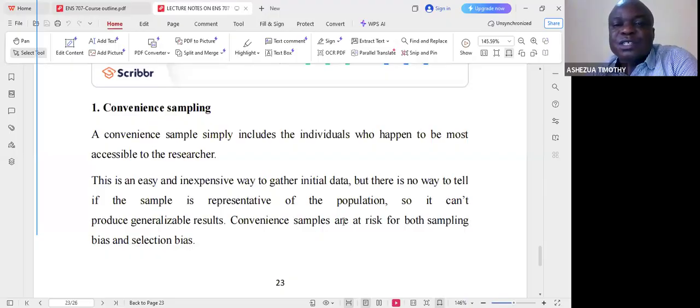Convenience samples are at risk for both sampling bias and selection bias, because you cannot generalize such a result when you just took your sample in Joseph Sanwo Tarka University and North Bank. You do not go around to take your sample, so you cannot generalize.